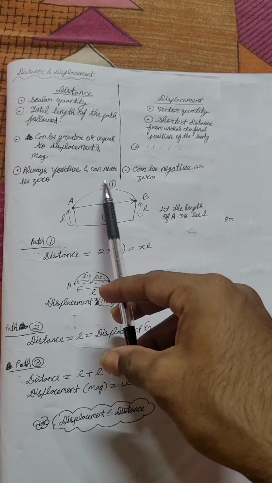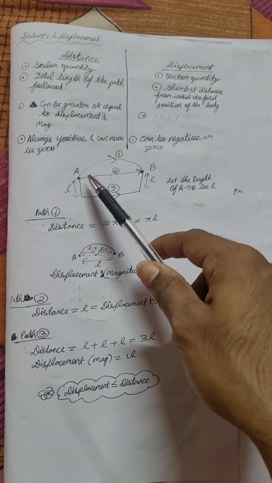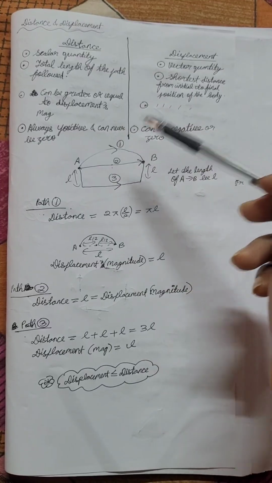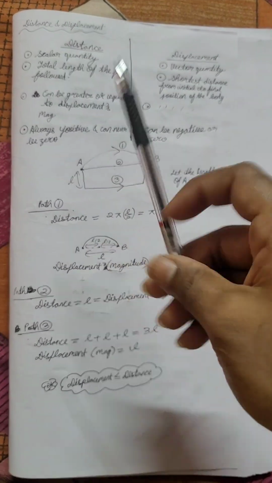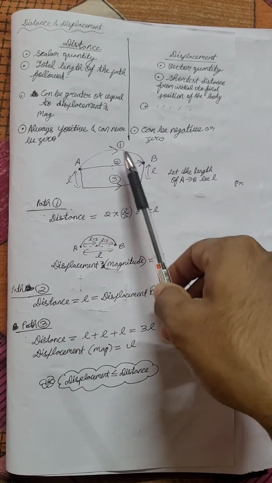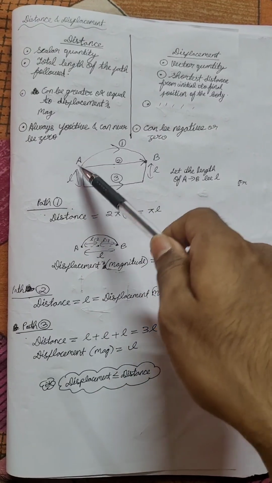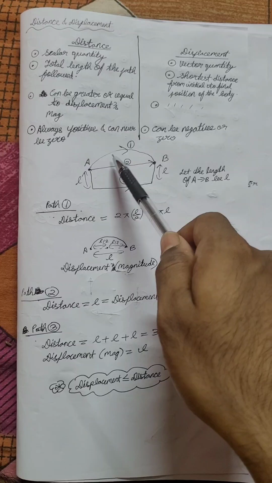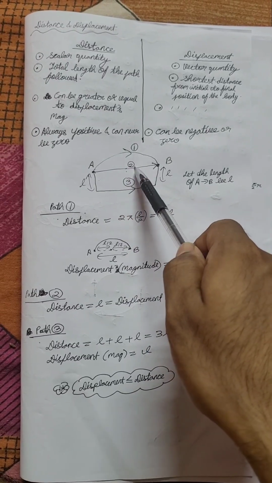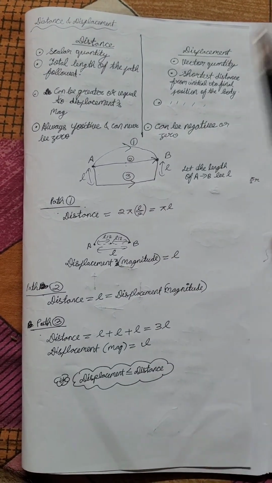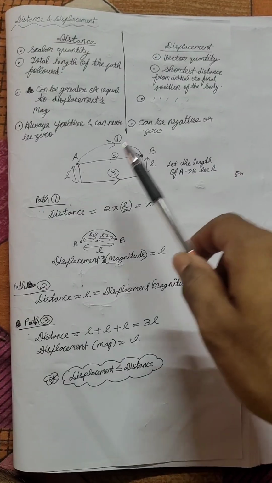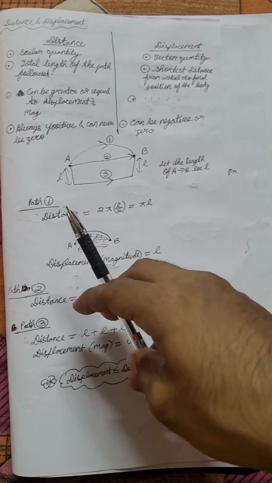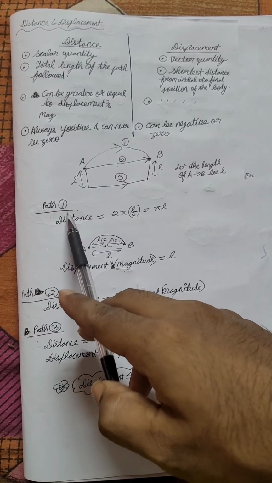So I am taking this example so I can make you understand all these 4 points. All these 4 points I have covered through this example. A particle is moving from A to B, but there are 3 paths: path 1, path 2, and path 3. Let the distance between A and B be L. So let's see the path 1 part.